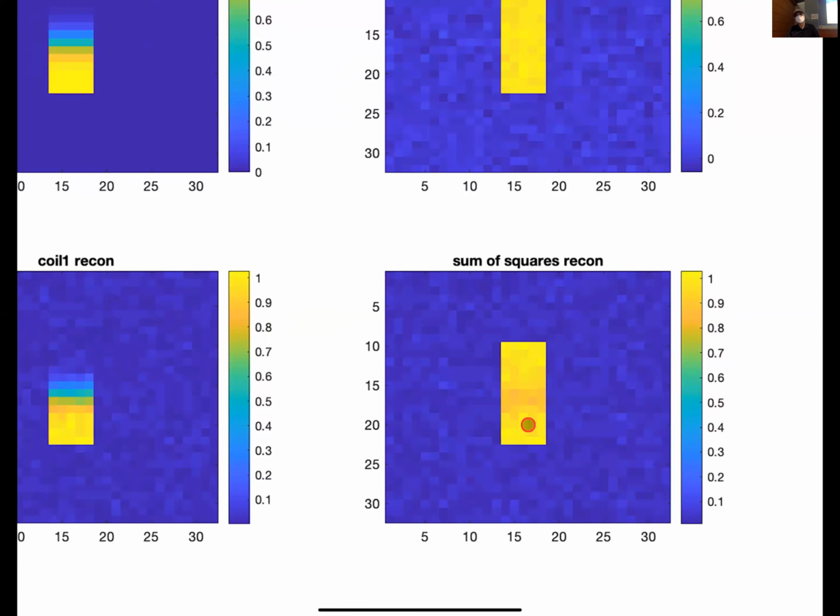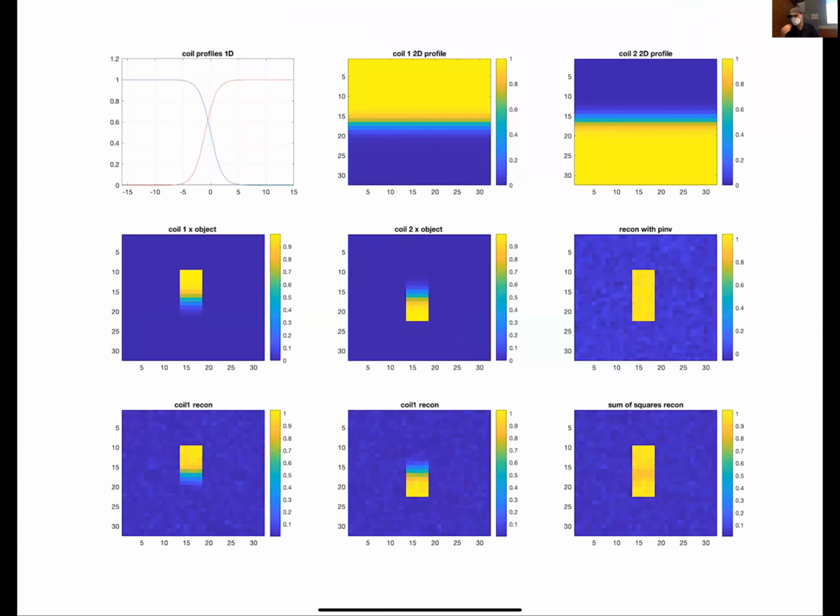So if you pick, for example, a coil profile like this, then you're going to see, hopefully, that sum of squares is not such a good estimate, depending on what your coil profile is. Obviously, you're not limited to just one coil profile. Feel free to experiment, but for the homework, you just have to do one additional coil profile. Okay, any questions on that?